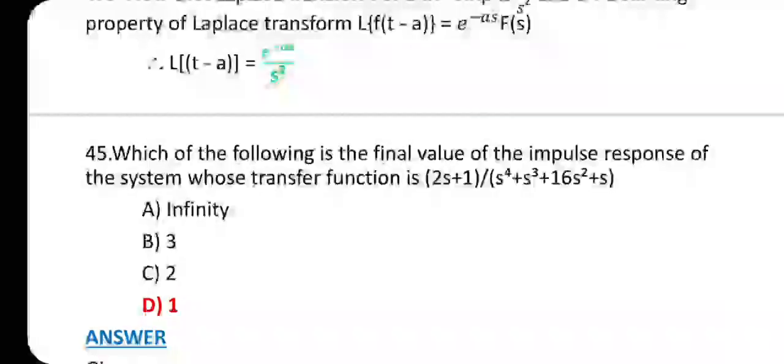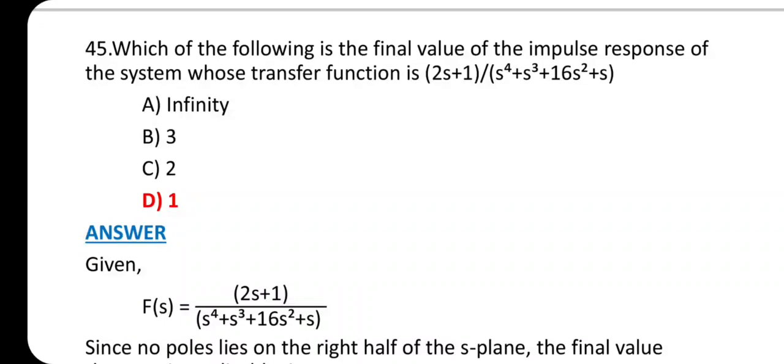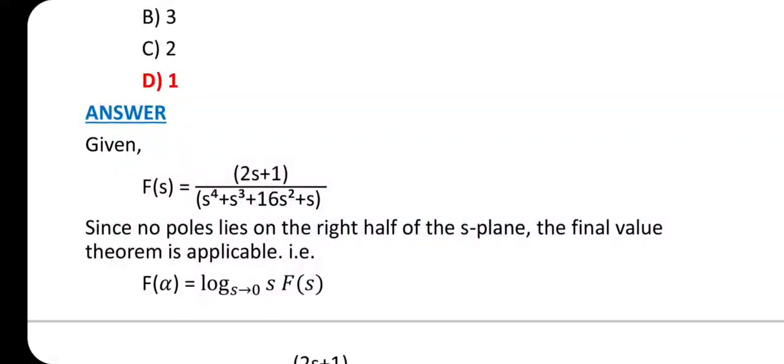Question number 45. Which of the following is the final value of the impulse response of the system whose transfer function is 2s plus 1 divided by s raised to 4 plus s cube plus 16s square plus s? We know the final value theorem. A final value theorem allows the time domain behavior to be directly calculated by taking the limit of a frequency domain expression.